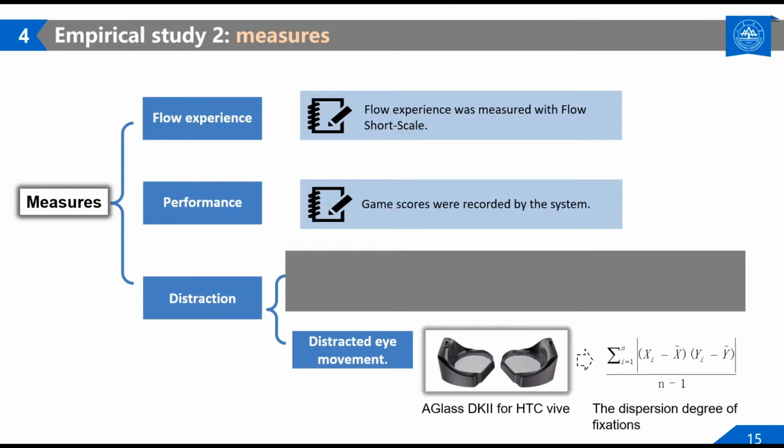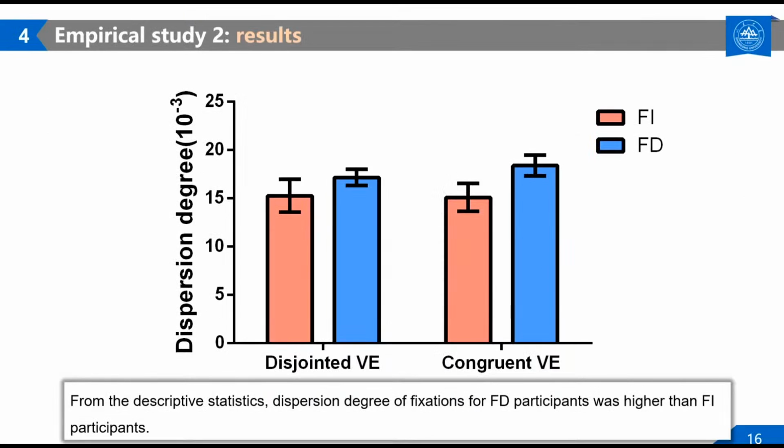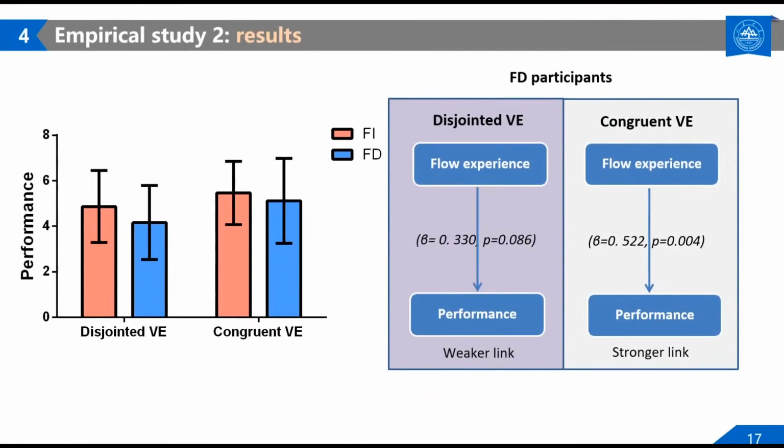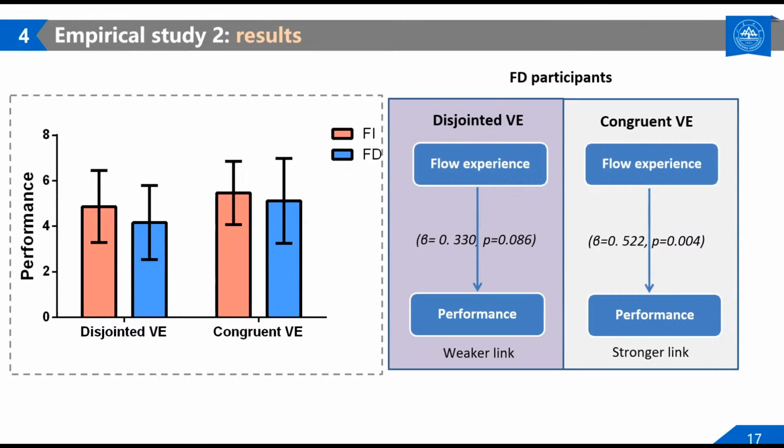To test the hypothesis, we did a series of repeated measures ANOVA. Results on dispersion degree revealed neither significant main effect nor interaction effect. But if we look at the descriptive statistics, the dispersion degree of fixations for FD participants is still a little higher. When looking at the results on flow, neither main effect nor interaction effect was significant. When looking at the results on performance, there is a very significant main effect of VE types. Congruent VE led to better performance than disjointed VE.